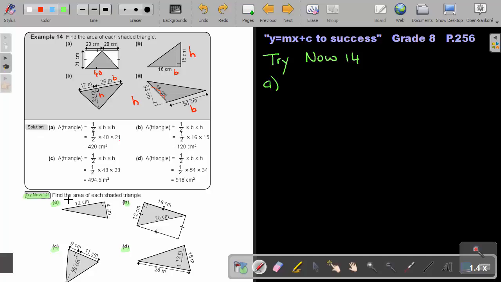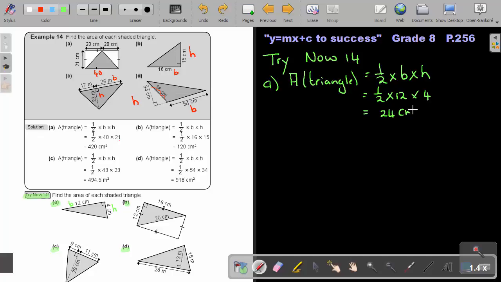So this is easy. I can take this, the base, and this, the height. So the area of the triangle is half times base times height. So that will be half. So what is the base? The base is 12. What is the height? The height is 4. And if I just multiply that, I will get 24 centimeter square. Remember, it's area. That's why it's centimeter square.